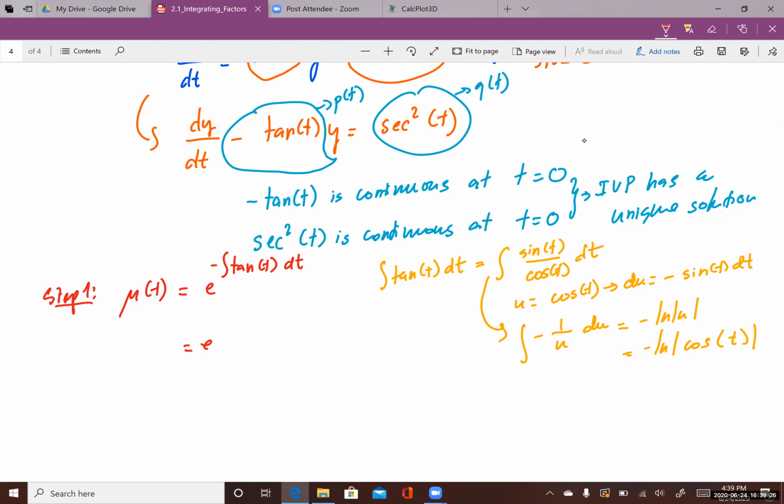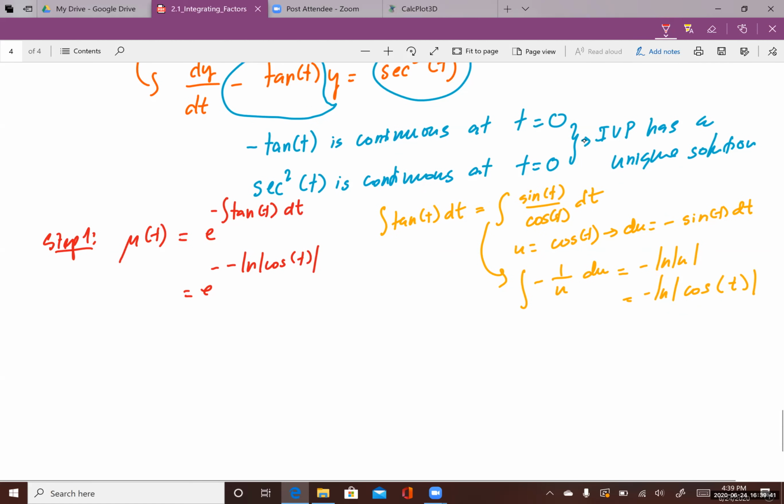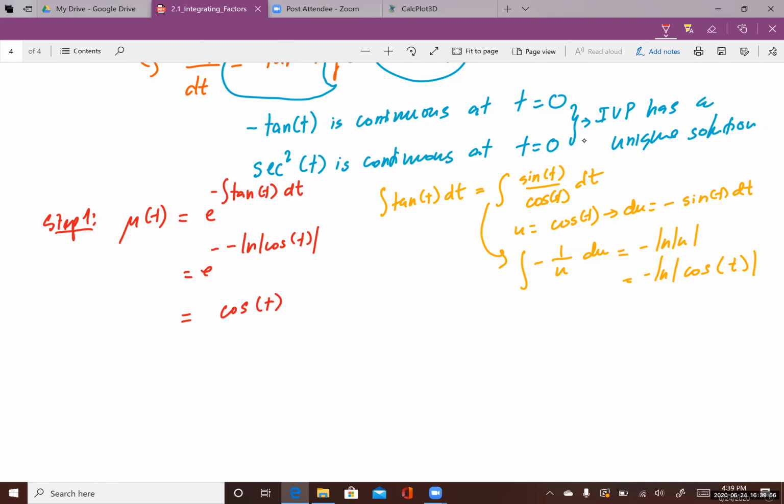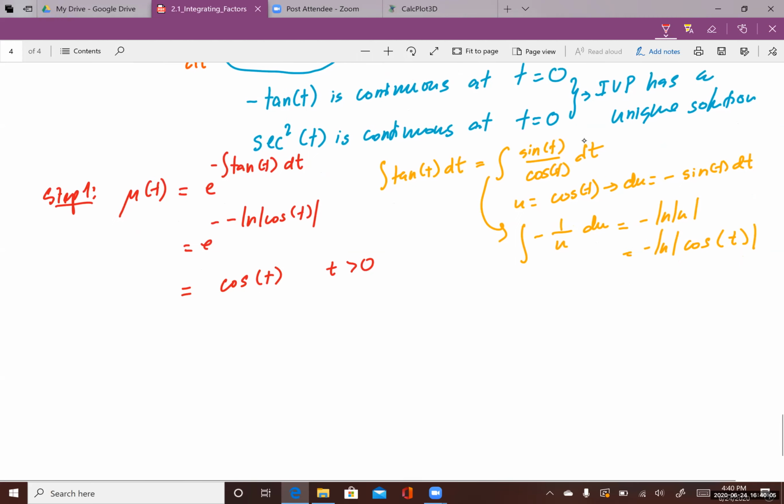All right, so I replace this result here to continue my problem. So it's going to be e to the negative, negative natural log of cosine of t. So it's just going to be the absolute value of cosine of t. But in this case, we can just get rid of the absolute value because we want to make sure it's not negative when t equals 0. So this is the first step.